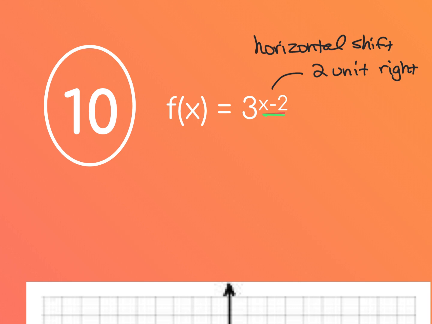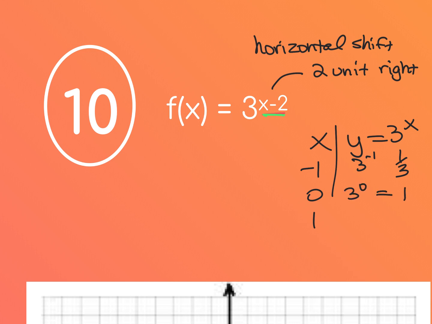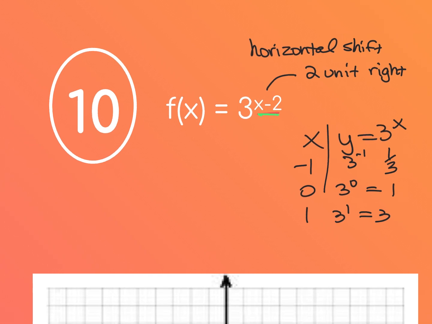So again, I'm going to graph y = 3 to the x first, with -1, 0, 1. So this is 3 to the -1, which is 1/3, 3 to the 0, which is 1, 3 to the first, which is 3. I'm going to graph these 3 ordered pairs, and then I'm going to move them all 2 units to the right.